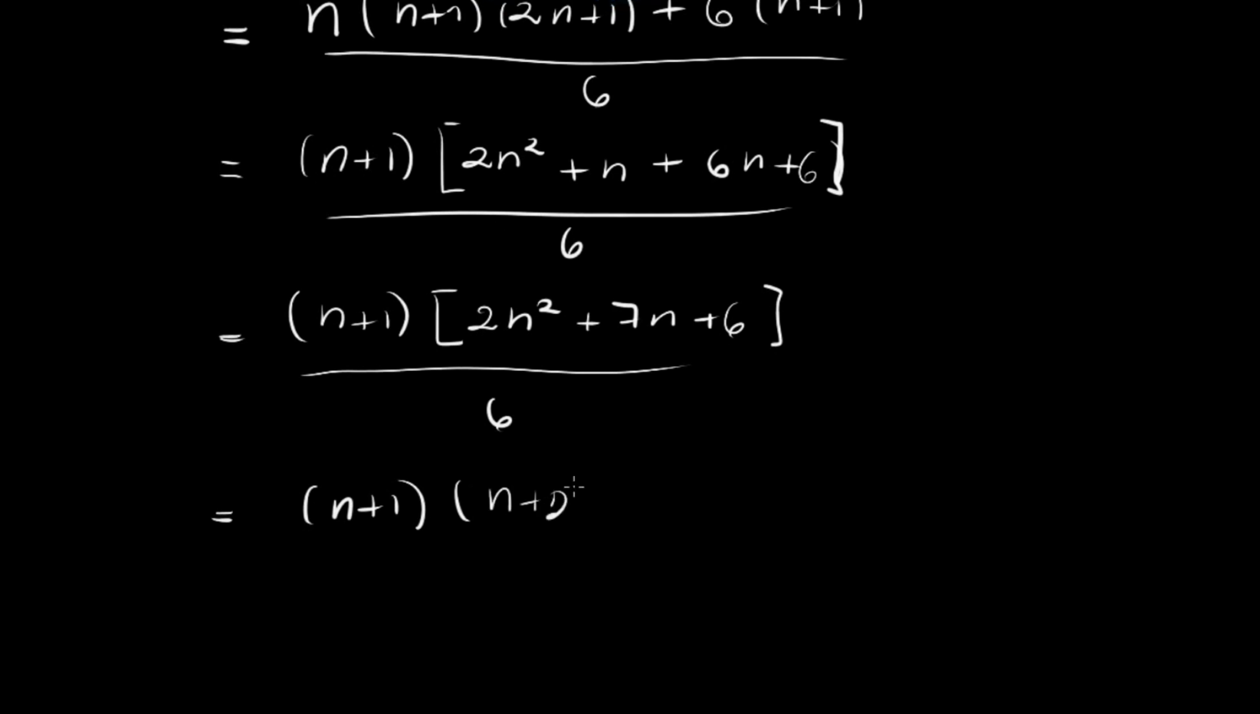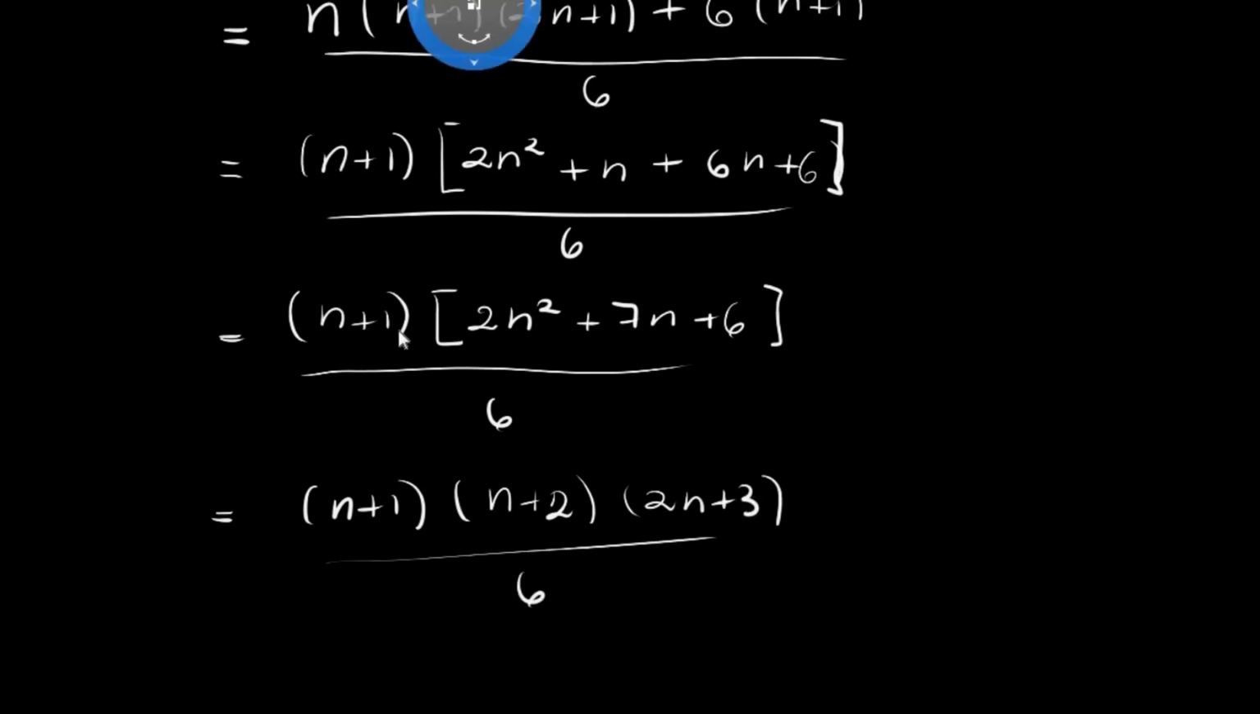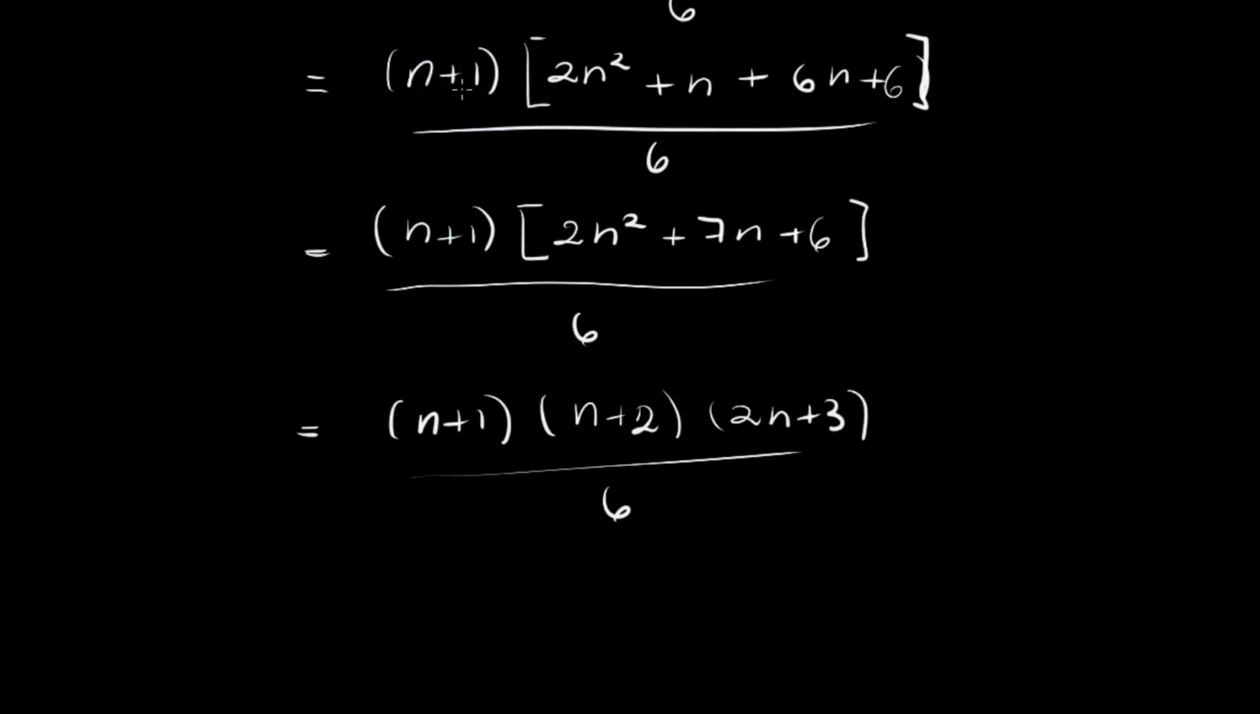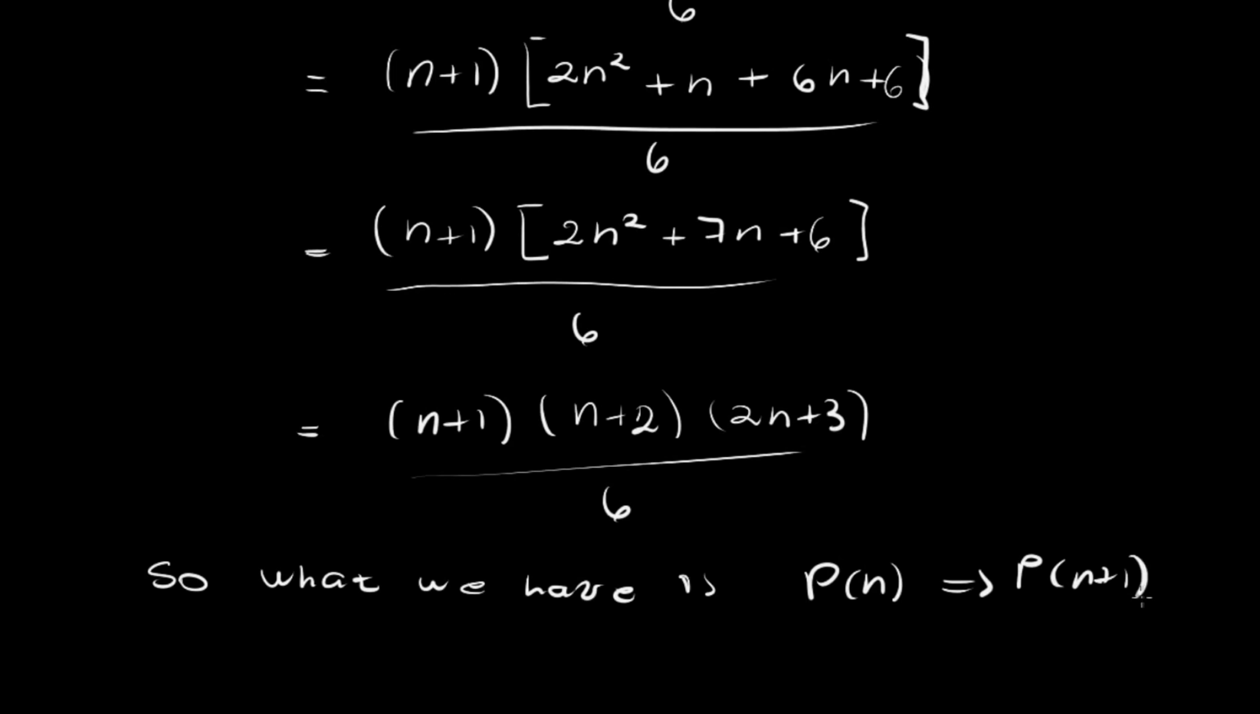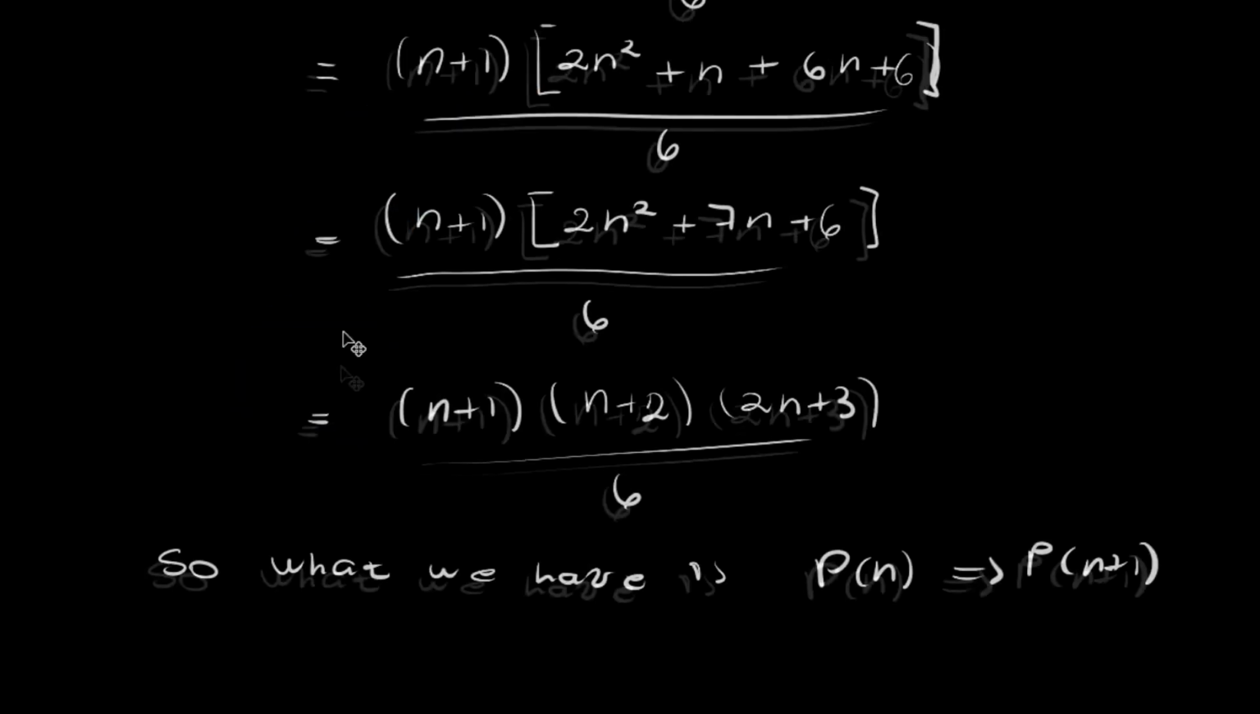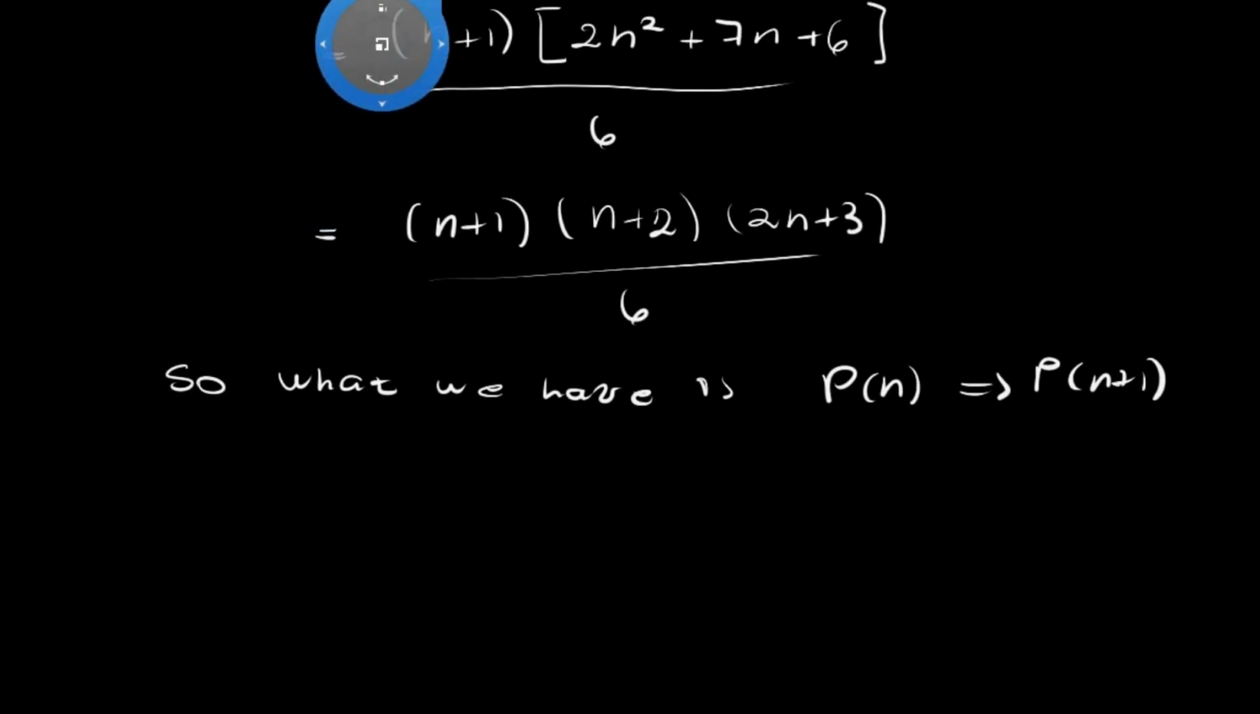n plus 2, 2n plus 3 divided by 6. And this is exactly what we wanted to prove. So what we have is that P of n implies P of n plus 1. Then my set is inductive. Then I have proven it for n.